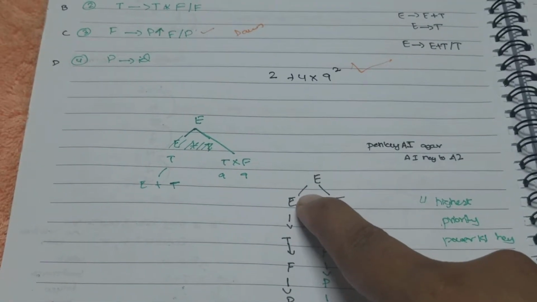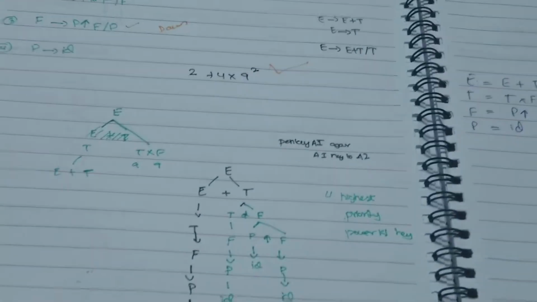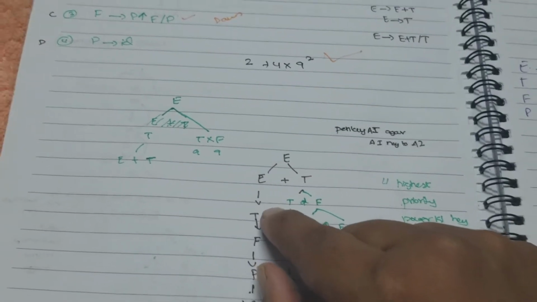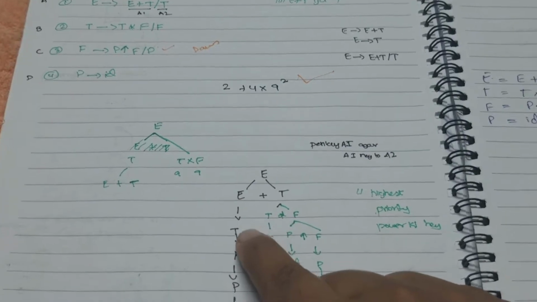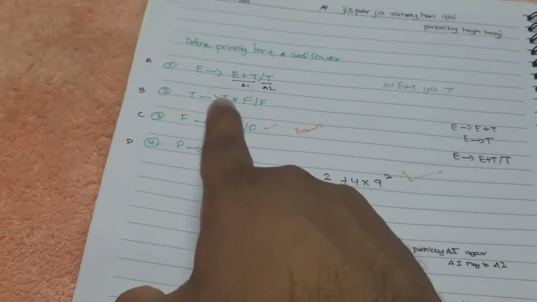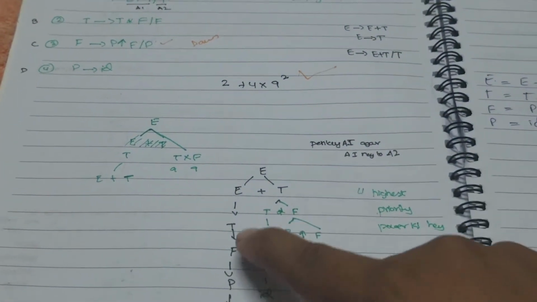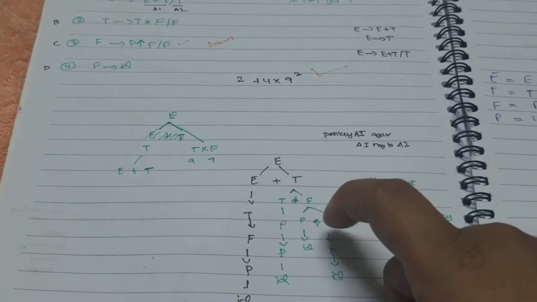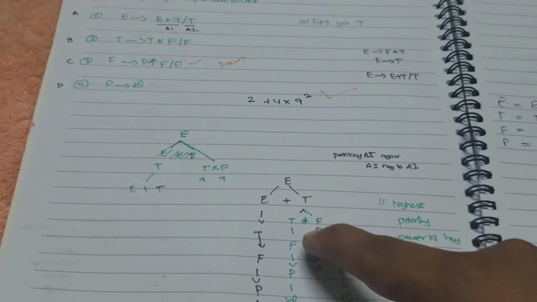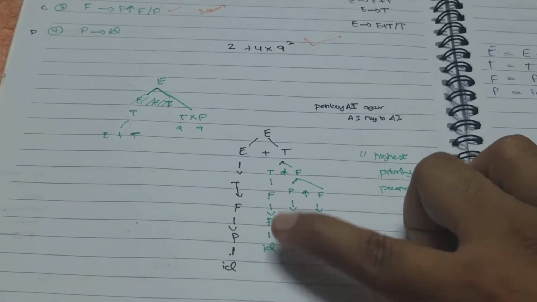E can be replaced by E plus T, and E can be replaced by T. T can be replaced by T into F, and T can be replaced by F. F can be replaced by P power F, and P can be replaced by ID.